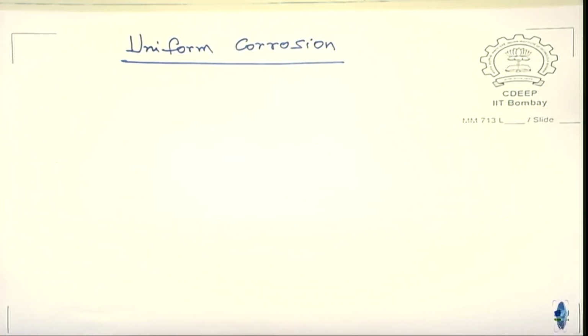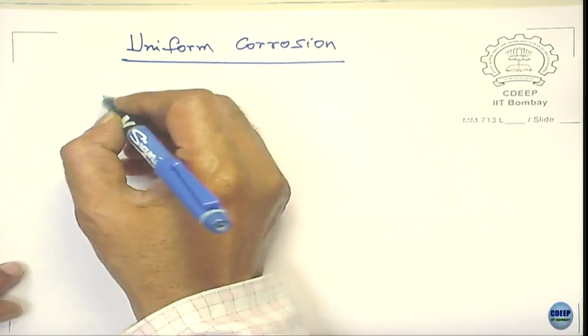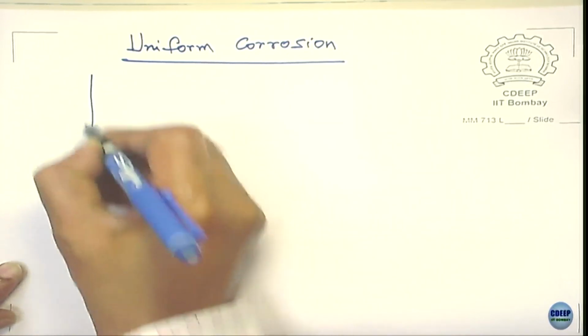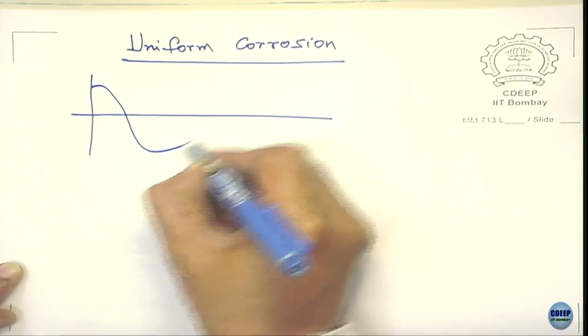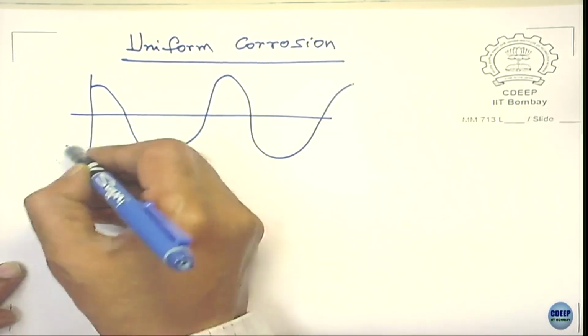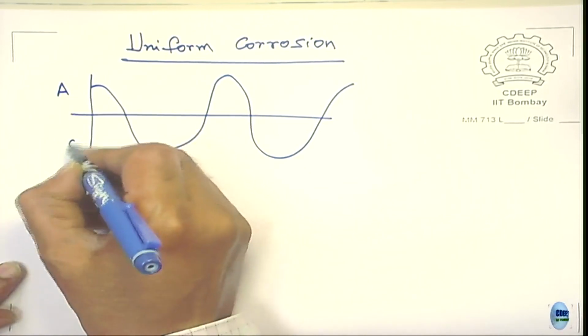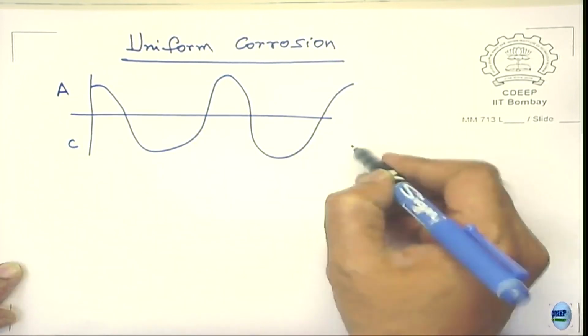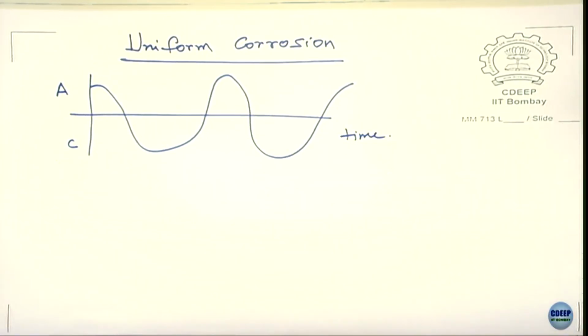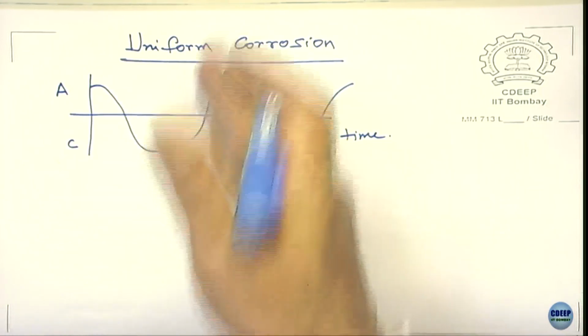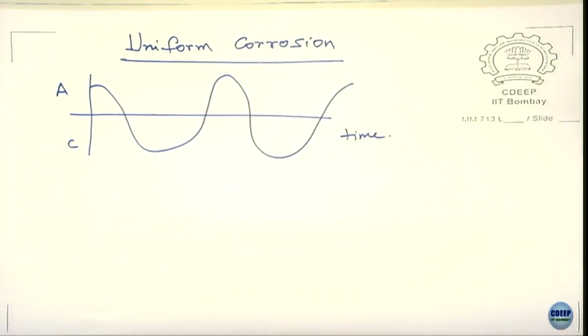We have just seen that one of the most important criteria in uniform corrosion is that the anode and the cathode shift with respect to time. In a symmetric manner, I did not draw a nice sinusoidal curve, the locations of anode and cathode can shift. There are several examples.